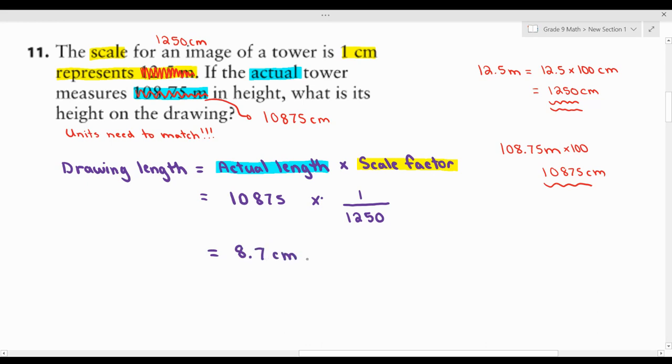So a bit of a tricky question. There's kind of a lot going on there, but because you have centimeters and meters mentioned, you want to choose to switch both of them to either centimeters or both of them to meters. Now, you could answer this question in meters, but it probably makes more sense to talk about a drawing length in centimeters than a drawing length in meters.